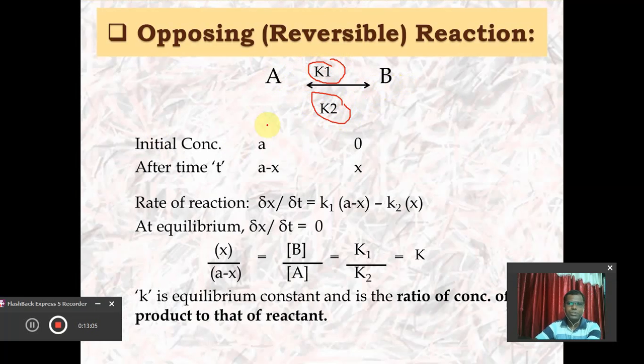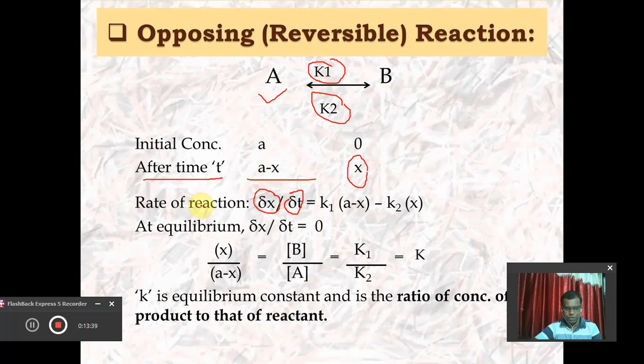So the initial concentration of reactant will be small a, and that of the product will be 0, as no reaction has started. After some time, suppose X is the amount of product formed, then the concentration of reactant left in the reactor will be A minus X. Already we have studied in the first year of graduation how this can be considered. So what is the rate of reaction? It is the change in concentration of reactant or product with the change in time. So delta X is the change in concentration of product, and delta T is the change in time.